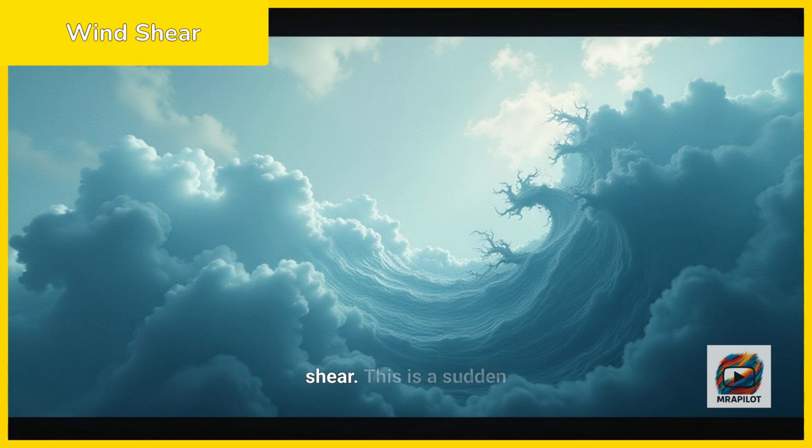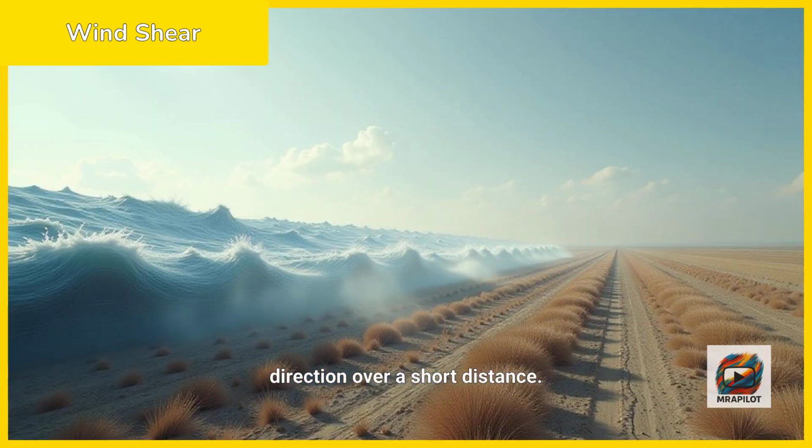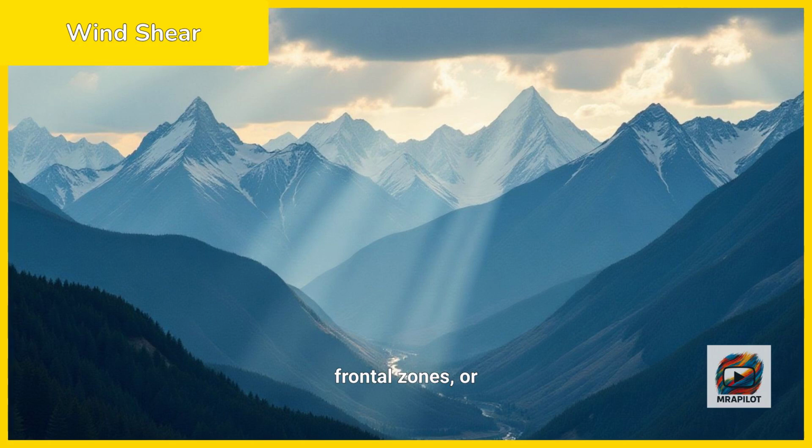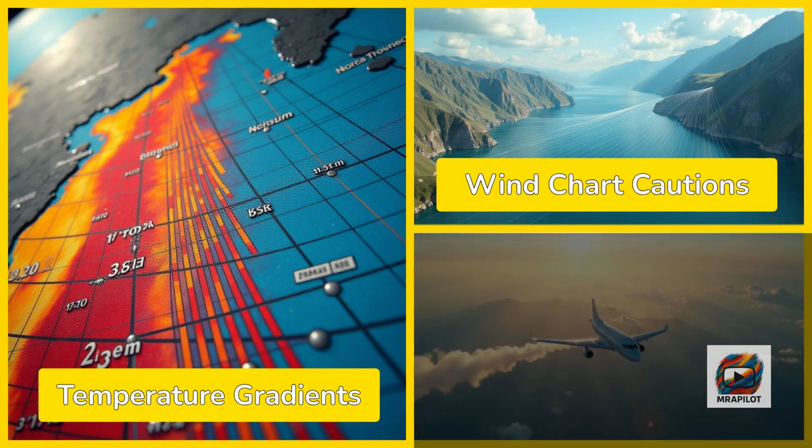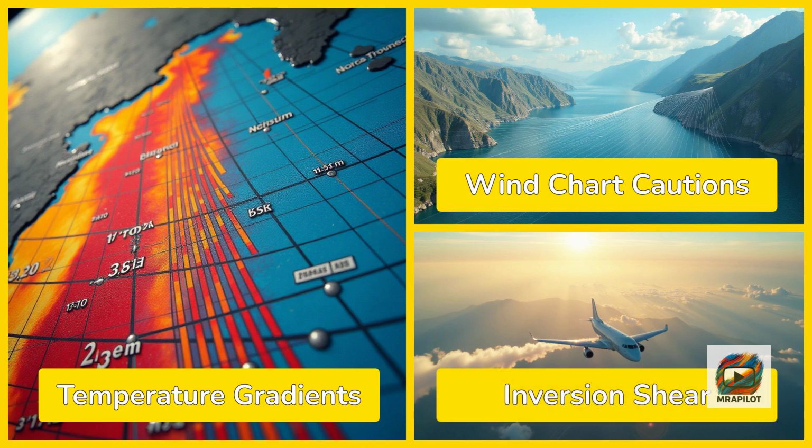Next, wind shear. This is a sudden change in wind speed or direction over a short distance. It can happen horizontally or vertically, and is often associated with inversions, frontal zones, or mountain waves, especially in stable air. Pilots should be cautious when temperature and wind charts show sharp gradients. If you're flying through an inversion on departure or approach, expect possible shear. Some modern aircraft have predictive wind shear systems, but not all.